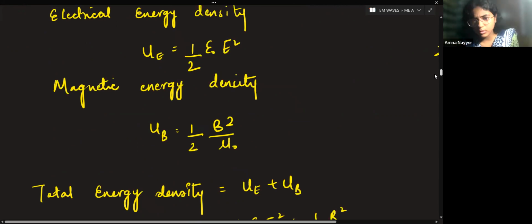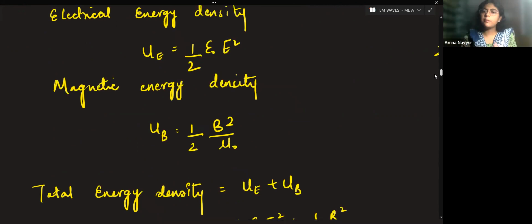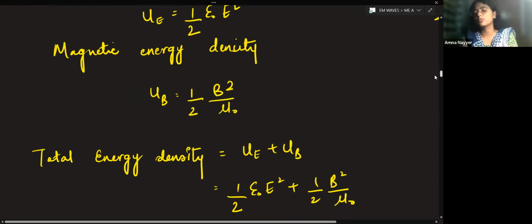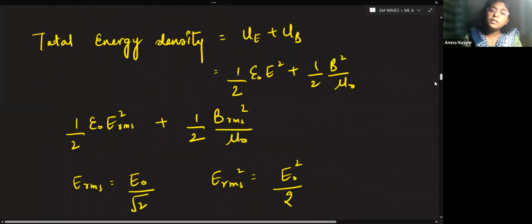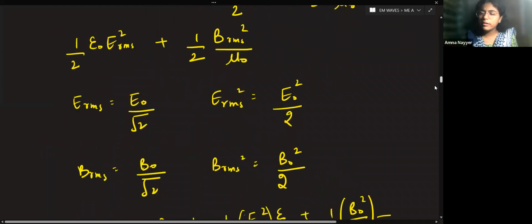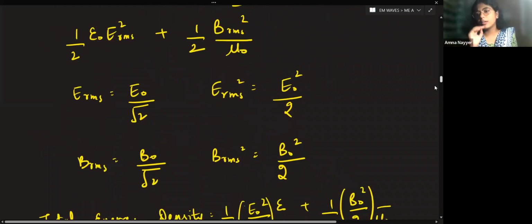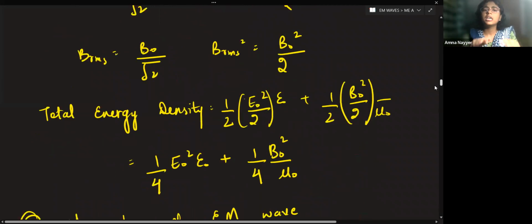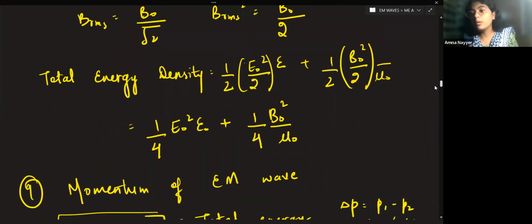Now, these values are the RMS values that you have. So when you combine the net energy that is present in the system, that will be half epsilon naught E square plus half B square by mu naught. If you want to find it in terms of peak value, everything will remain the same. Just in the denominator, you will have 4, because your RMS value is peak value divided by root 2. So when you square it, peak value square divided by root 2 squared will give you 2 only.